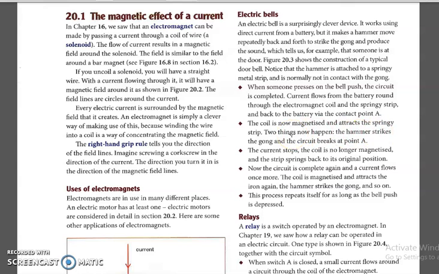We have already discussed that. The current stops, the coil is no longer magnetized. The springy strip goes back to its original position. Now the circuit is complete again, and current flows once more. Now again the coil is magnetized and attracts the iron again, and the hammer strikes the gong, and so on. This process repeats itself for as long as the bell push is depressed.